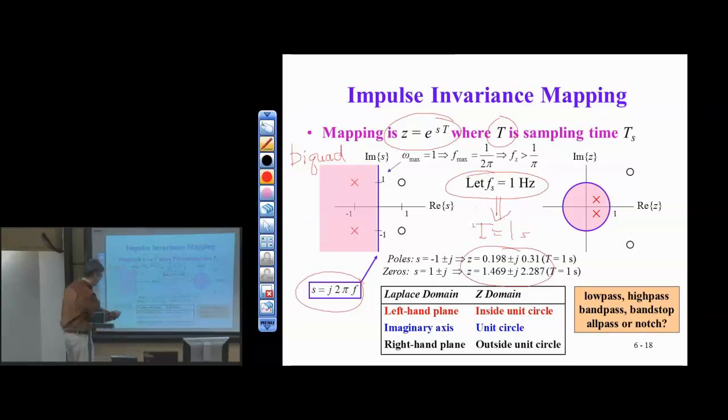So the mapping here, so if we look at what happens when s equals j 2 pi f, then this mapping is e to the j 2 pi f times capital T. That's the mapping, just oscillating. The right-hand plane, which is the BIBO instability region, I suppose, for the pole locations anyway, maps to the region outside the unit circle. So now I've got to ask you, what is the frequency selectivity here?